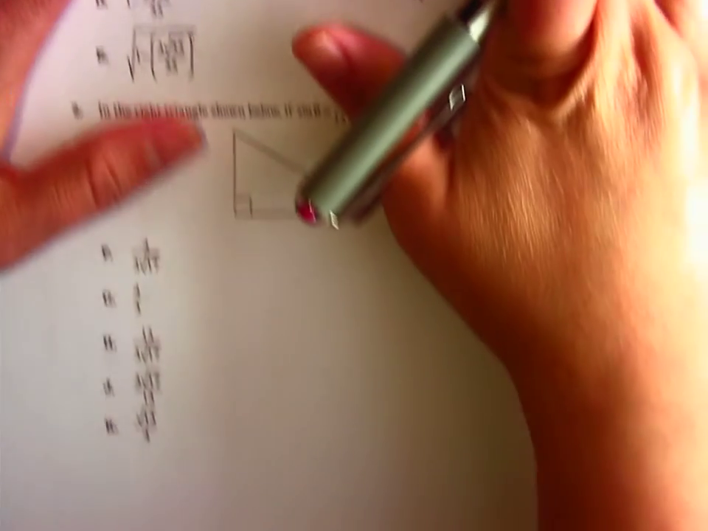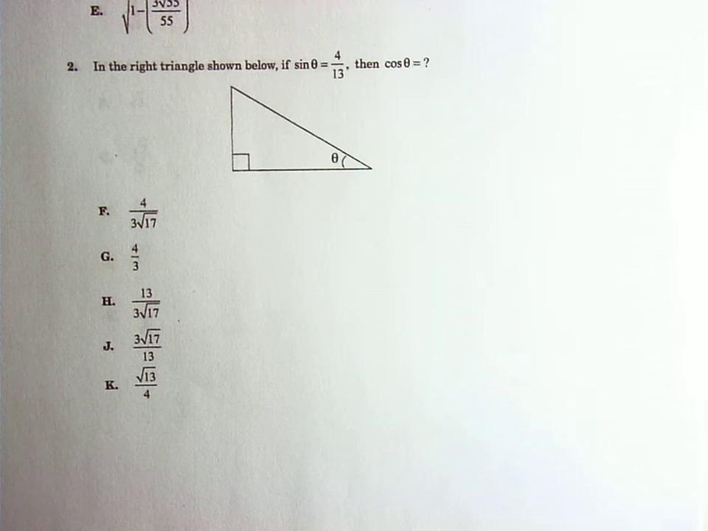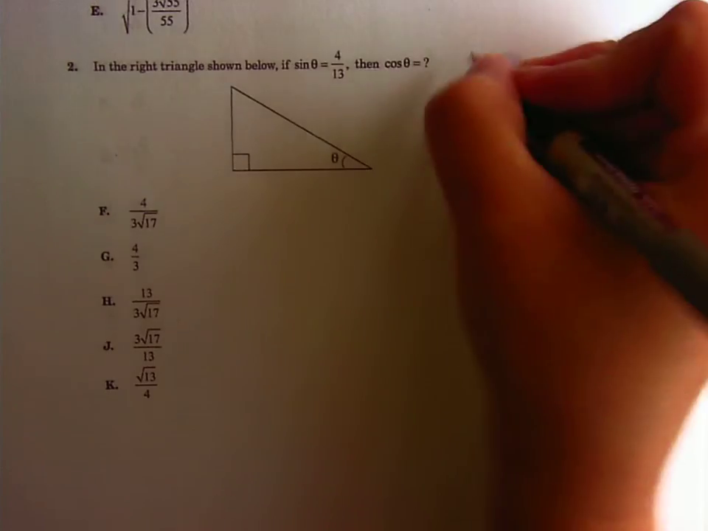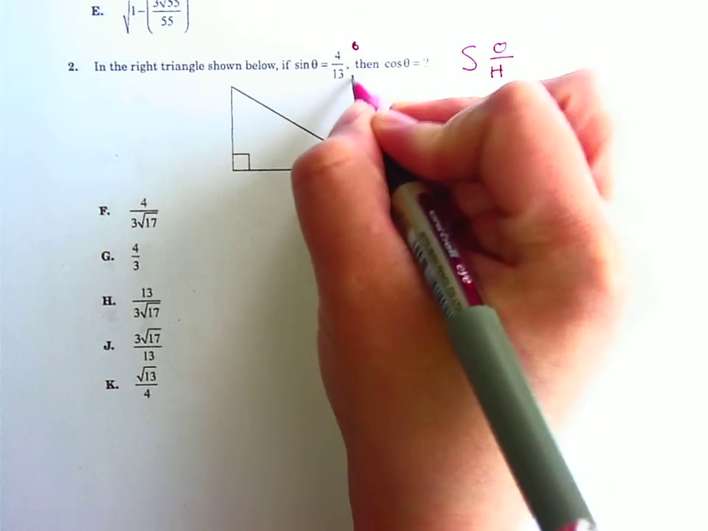Alright, number 2. In the right triangle shown below, sine equals 4/13, then what's the cosine of theta? This is almost exactly like the last problem we did. We need to know the following things. We need to know that this is the opposite and the hypotenuse.